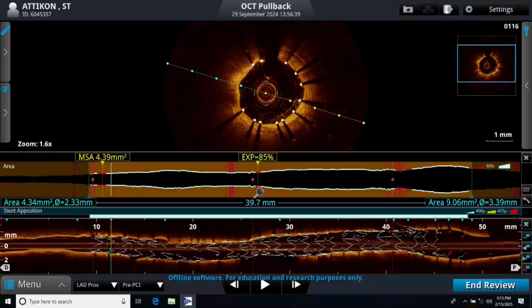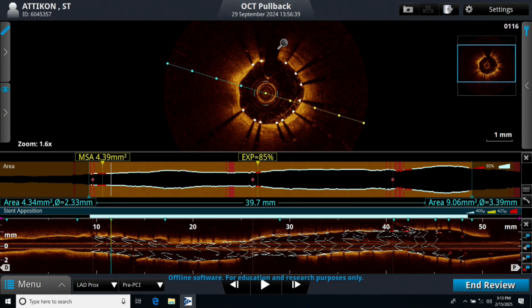So what is the difference? The difference is that at the end of the pullback, with these images, you have everything. You have the longitudinal view. We are not looking only at the cross-sectional view, but here is the distal, here is the proximal, here you have the reconstruction of the stent, and eventually you might also have some additional information.